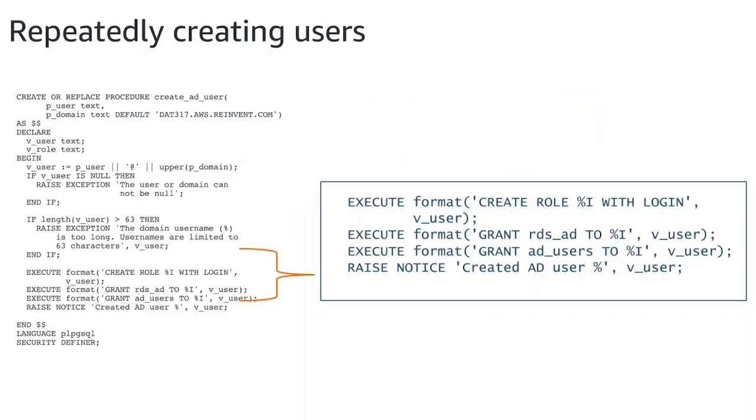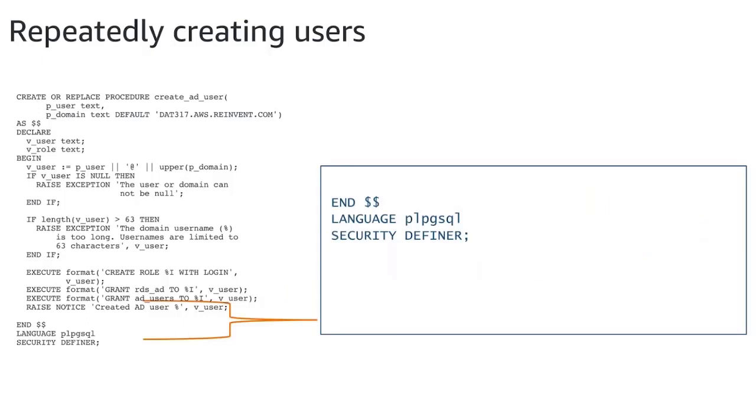So then we're going to create our roles. We're going to create the role with login privileges and then grant it the RDS AD role and the AD users role. And here we're going to use a function inside of Postgres called format with the %I operator. What it does is take a SQL identifier, and if the string that comes in needs to be double quoted, it will automatically do the double quoting for us. And then finally, we'll end that function and give it security definer rights.